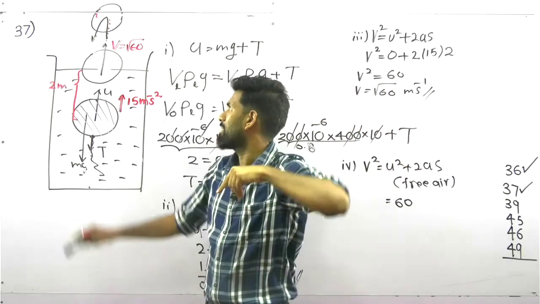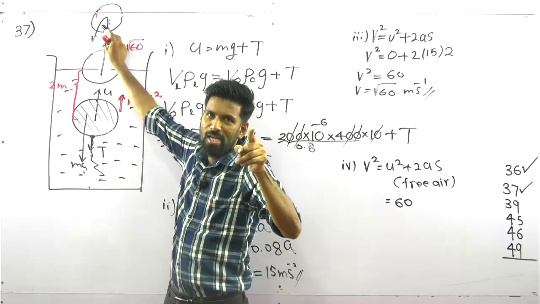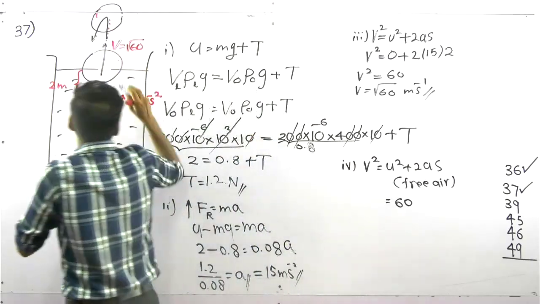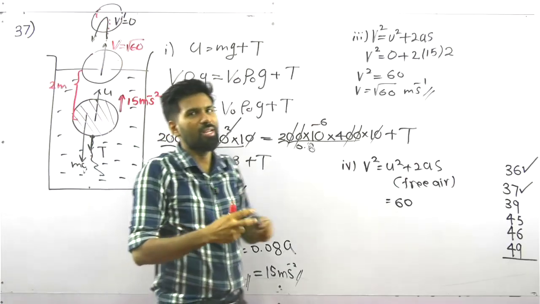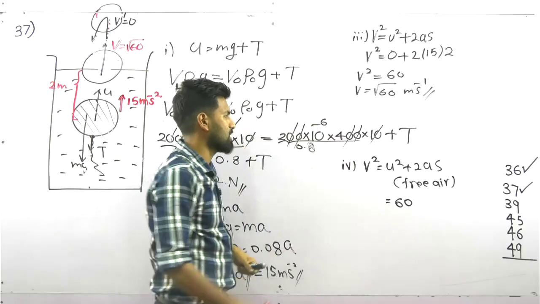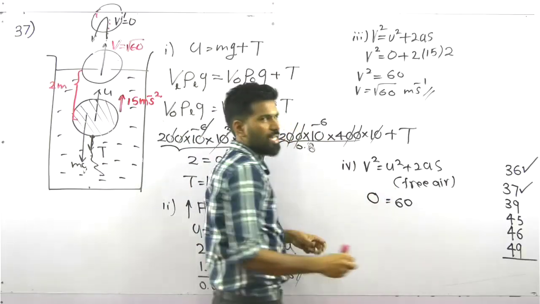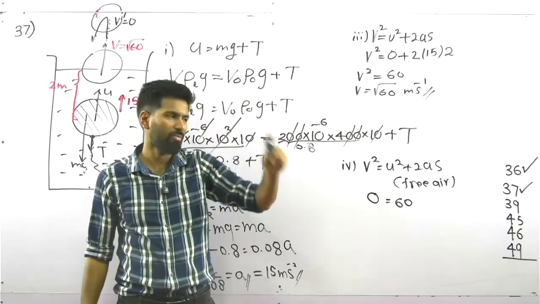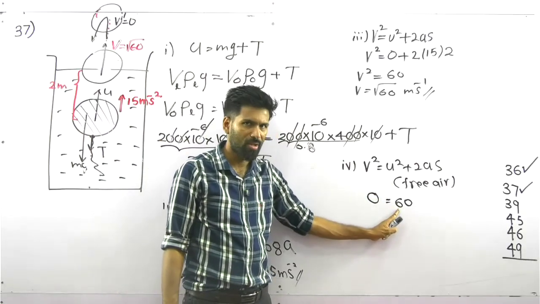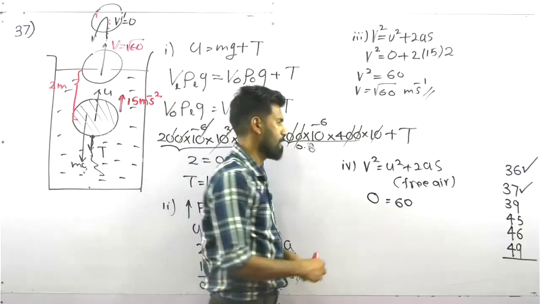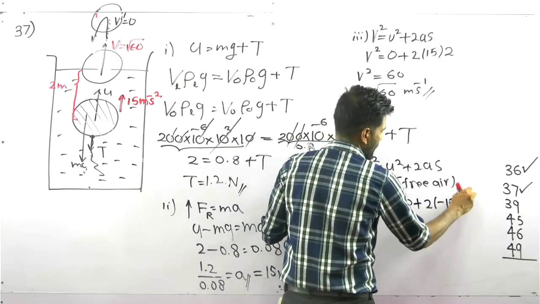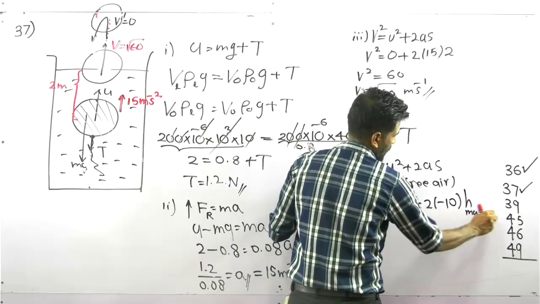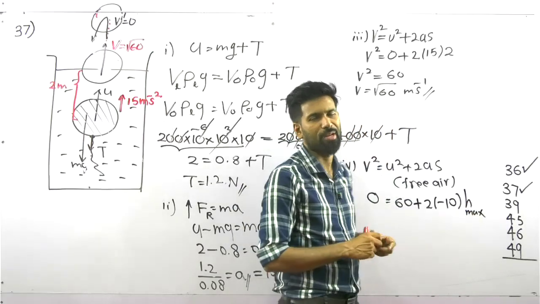So at the highest point in the free air, at h max, the velocity is 0. Let's say v dash is 0. It's a motion under gravity. It started to move in the free air with an initial velocity of root 60, where the square is 60, and the acceleration of gravity is minus 10.